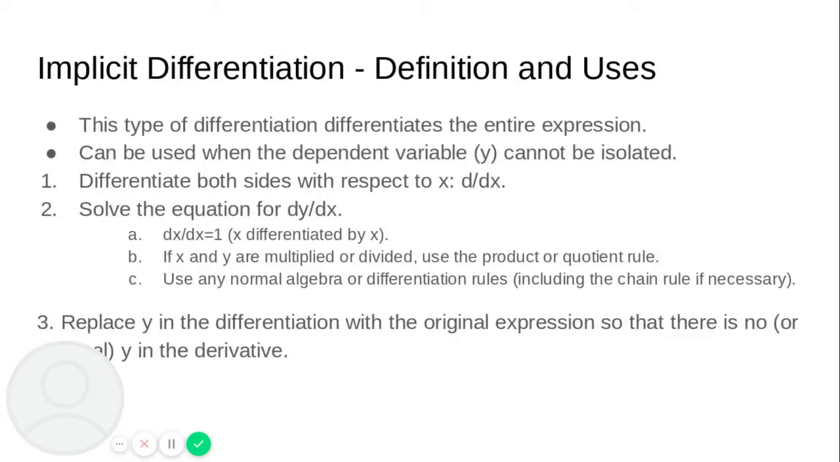So the procedure for this is we want to differentiate both sides with respect to x, so d over dx, and then solve the equation for dy over dx, just noting that dx over dx equals 1, which is just x differentiated by x. If x and y are multiplied or divided, we want to use the product or quotient rule. And of course, we can use any normal algebra or differentiation rules, including the chain rule if we need to. And then the final step is we want to replace y in the differentiation with the original expression so that there is no or minimal y in the final derivative.